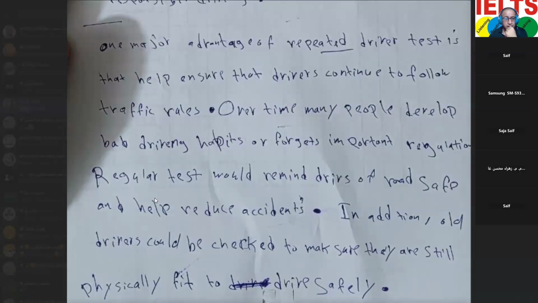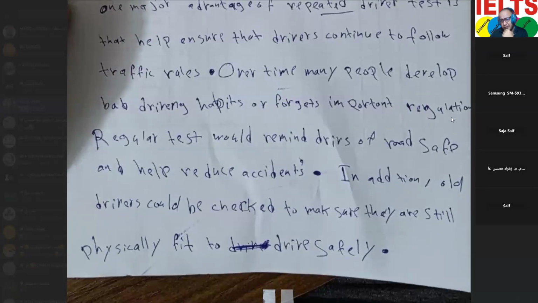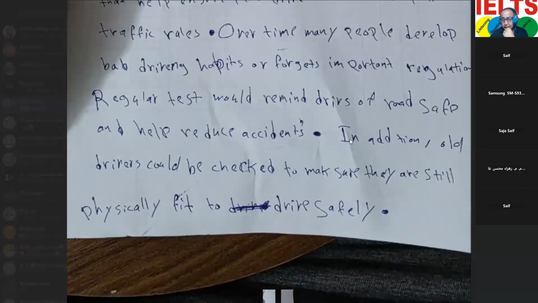Important regulations, you mean. Full stop. Regular tests would remind drivers, a mistake, of road safety and help reduce accidents, without an apostrophe. Sorry, Mr. Haidar. Safety is supposed to be safely? Safety. You wrote safe. It should be safety. Yes. Okay, got it.